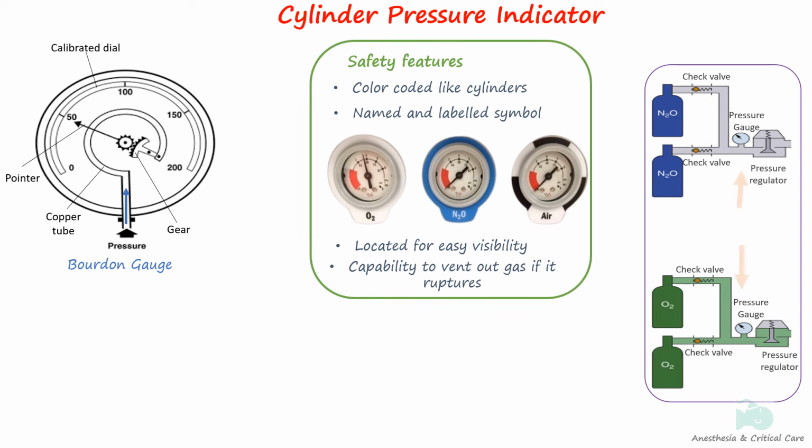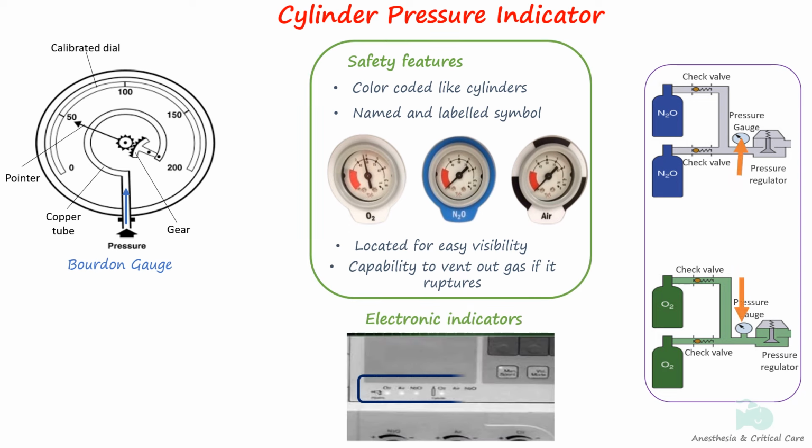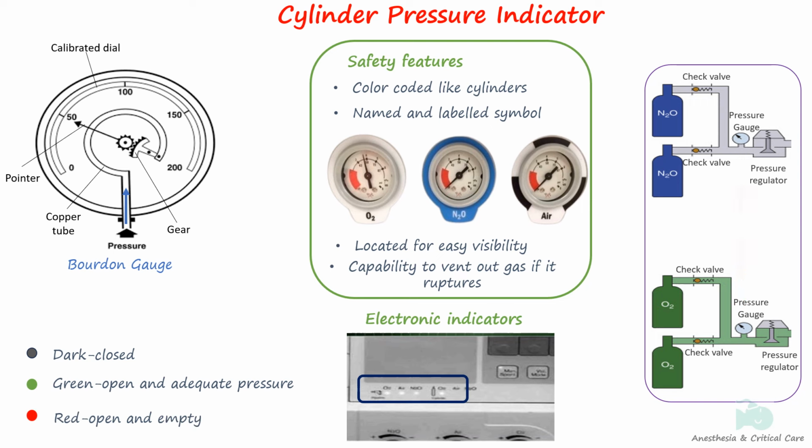Some machines have electronic indicators that use light-emitting diodes, or LEDs, to indicate cylinder use status and fill status. The indicator is dark when cylinders are closed, green when the cylinder is open with adequate pressure, and red with inadequate pressure.